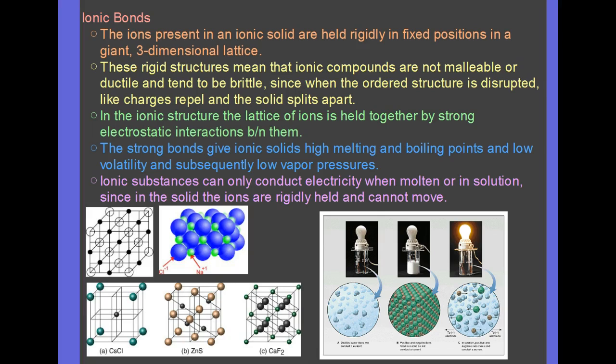Ionic substances can only conduct electricity when molten or in solution. Molten means it's in a liquid state. It's been melted because it's probably at a really high temperature. Since in the solid, the ions are rigidly held and cannot move. So this is what we're talking about. Some salts that are ionic bonds, and they're really held in place in an organized, structured manner.